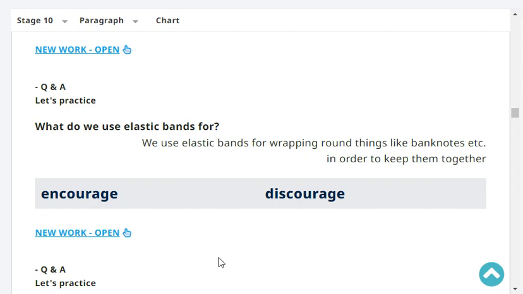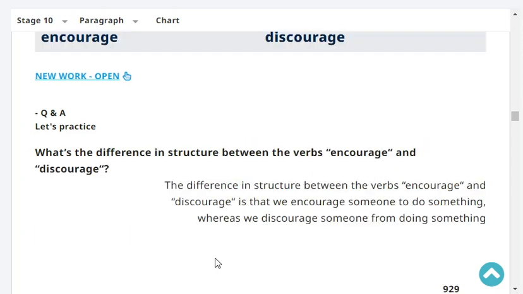What do we use elastic bands for? We use elastic bands for wrapping round things like banknotes, etc., in order to keep them together. Very good.